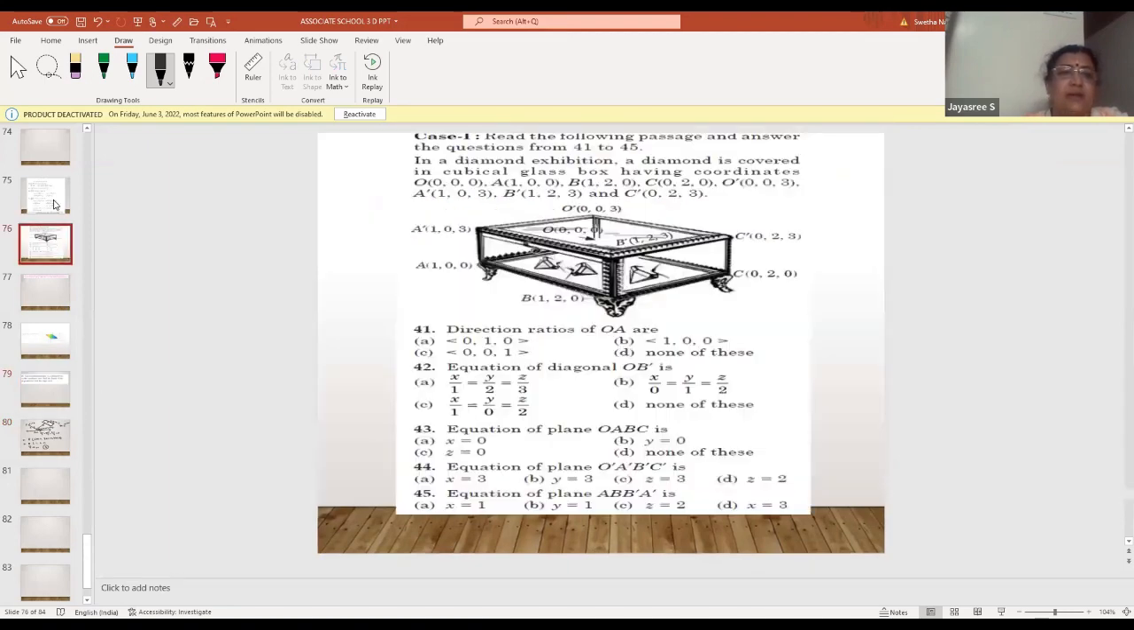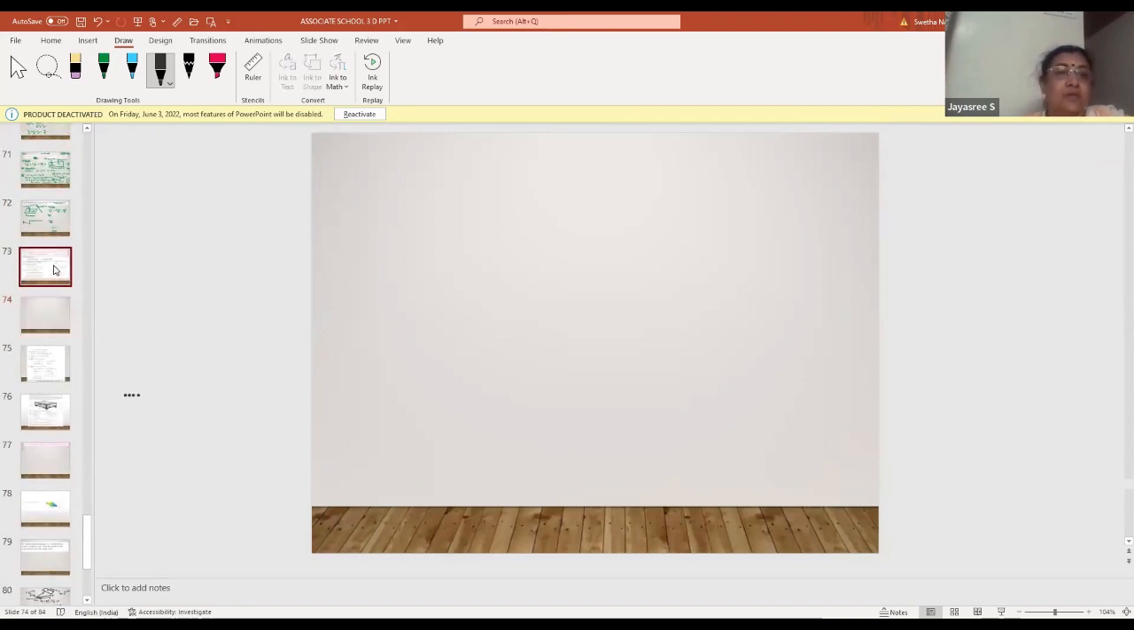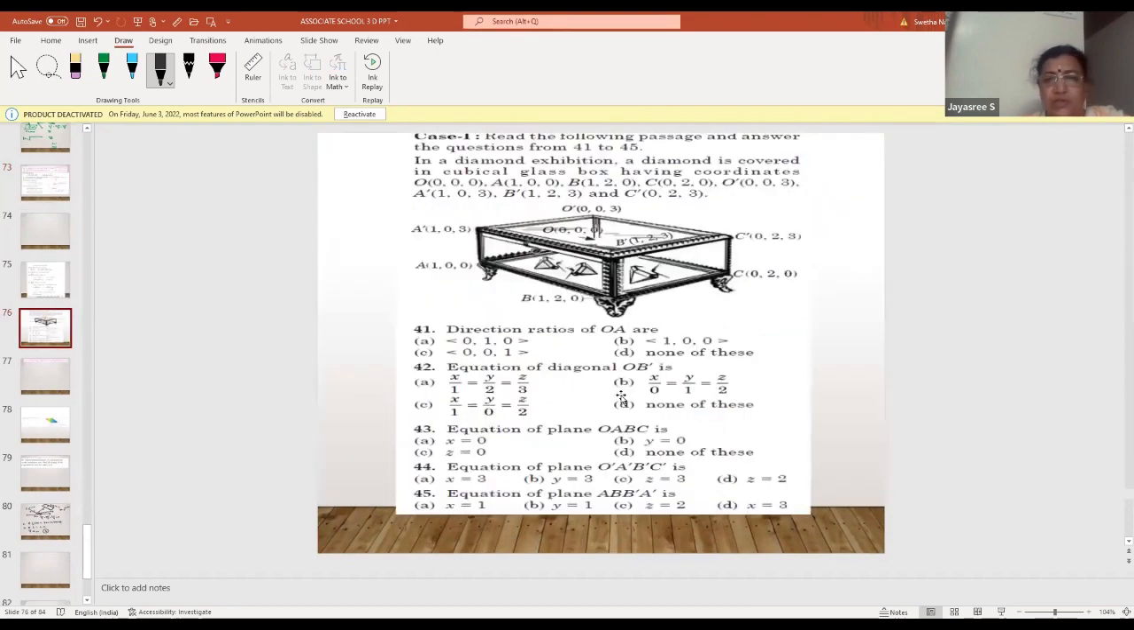This is next we are having. Measure parallel. Now, I've just taken one case study question. This was there in one of the books only. So this diagram, diamond, all this thing is given, covered with the cubical box. So all the vertices are given. So all the possible questions, any way they can frame it.